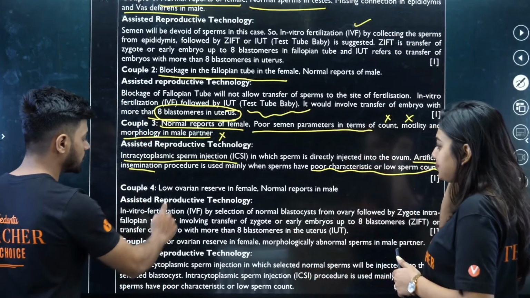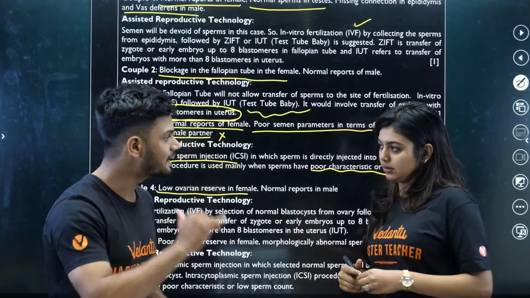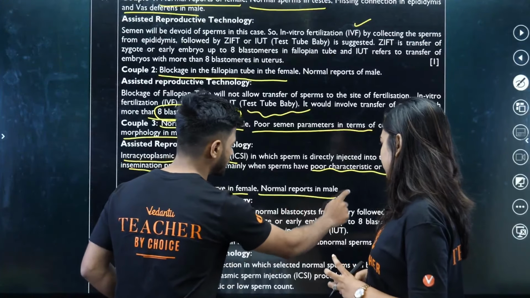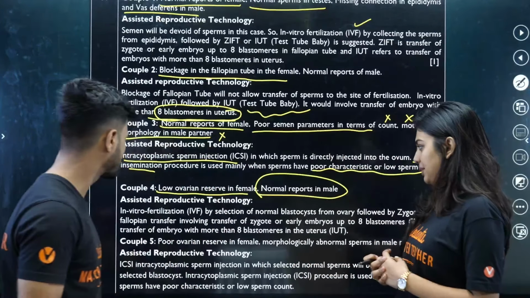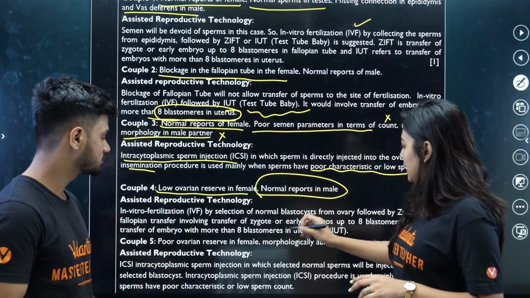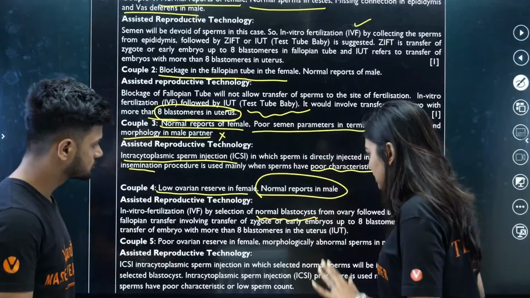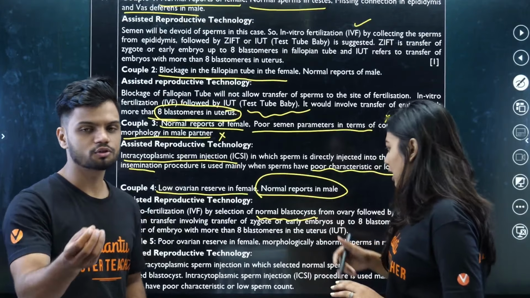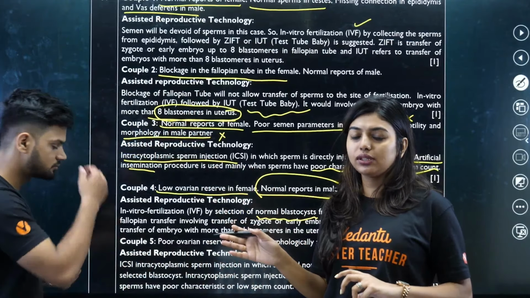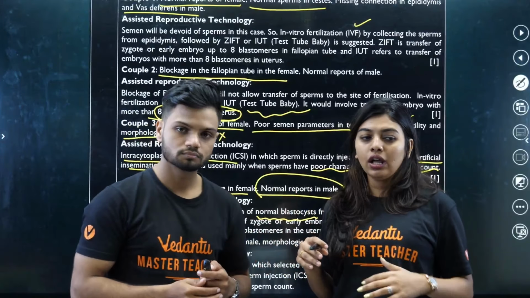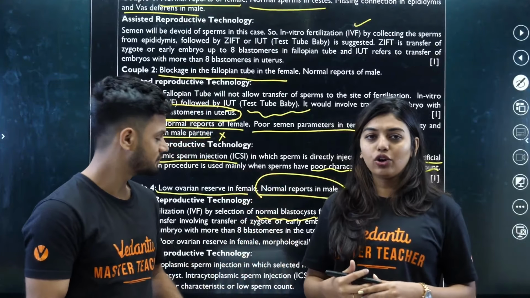Couple number 4. Low ovarian reserve in the female. In this case, the reserve of the ovum is less. Normal reports in male. The male is normal. Again the opposite: low ovarian reserve in the case of female. Now what is happening? Again, in vitro fertilization by selection of a normal blastocyst from the ovary, followed by zygote intra-fallopian transfer involving transfer of zygote, or IUT can also be taken, because we took the egg directly from the ovary. So it depends. As sir told in the starting itself, blastomere count depends on the doctor, because they will understand this is just a condition, but there are a lot of other factors and parameters which will affect.